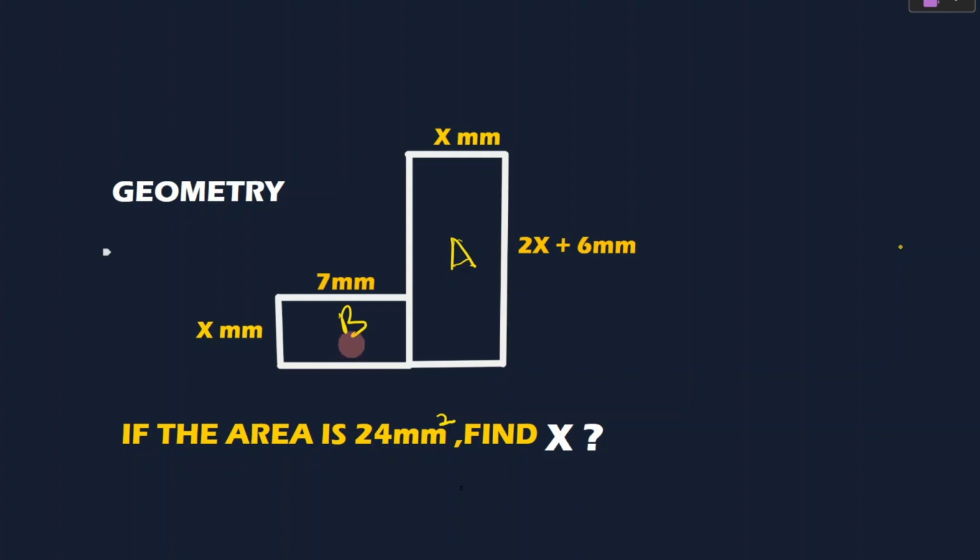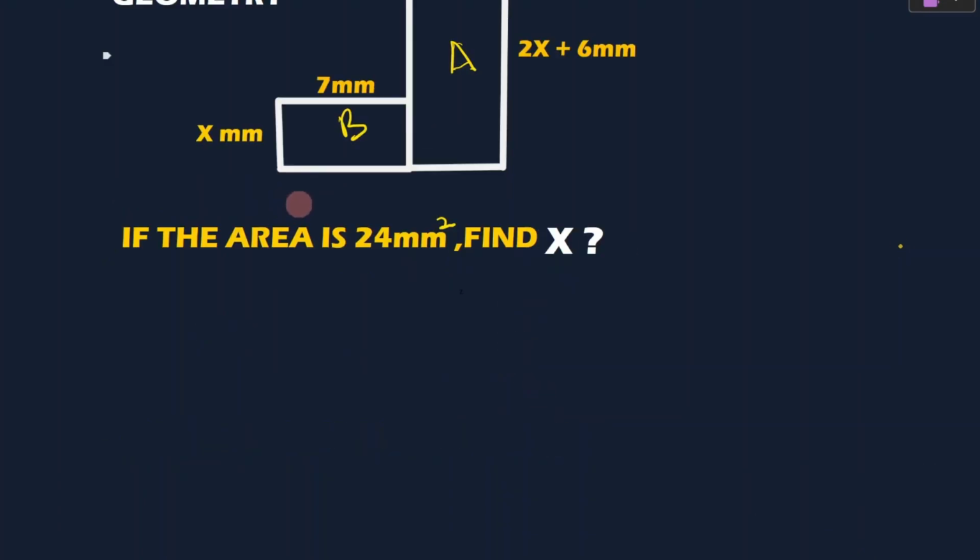This shows that if we find the area of rectangle A and add it to the area of rectangle B, we'll be able to get this 24 millimeters squared. Now, how will we use this information to find the value of s? Let me show you how to do that. Remember that to find the area of a rectangle, you need to multiply the two sides, that's the length and width.